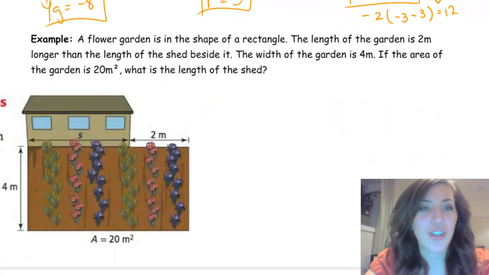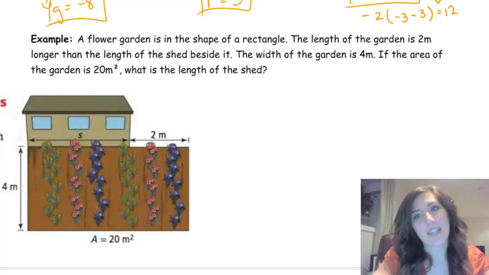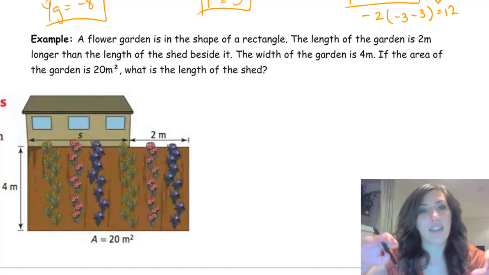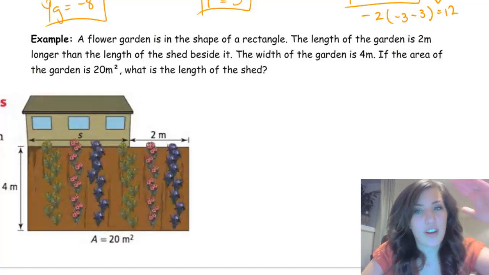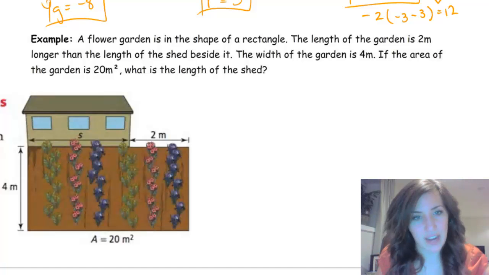Here, this has a picture to go along with it to help us. A flower garden is in the shape of a rectangle. The length of the garden is 2 meters longer than the length of the shed beside it. The width of the garden is 4. If the area is 20 meters squared, what's the length of the shed?